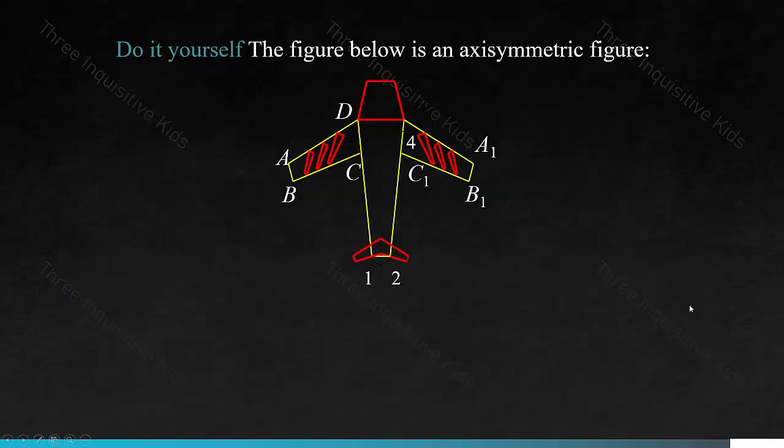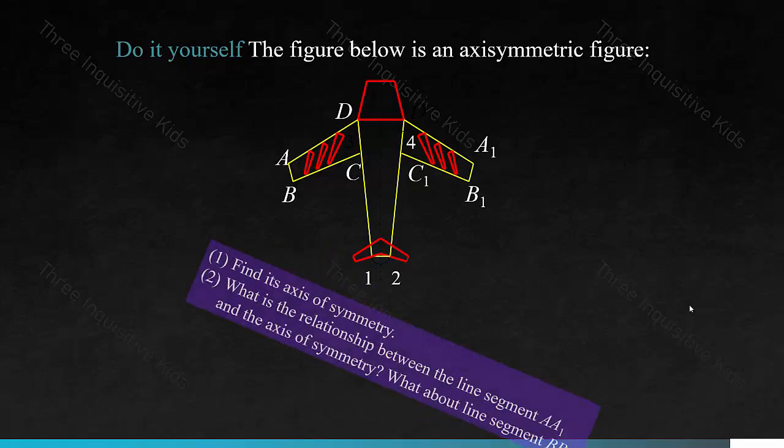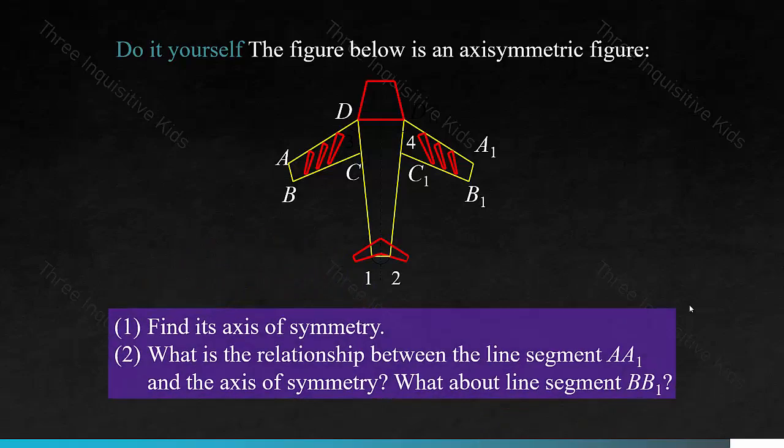The figure below is an axis symmetric figure. This figure looks kind of like a plane. Find its axis of symmetry. So this would be its axis of symmetry, right down the middle. What is the relationship between line segment AA prime, so this would be AA prime, and the axis of symmetry? What about the line segment BB prime? Based off of what we've just learned, we know that both line segments are perpendicular to the axis of symmetry.